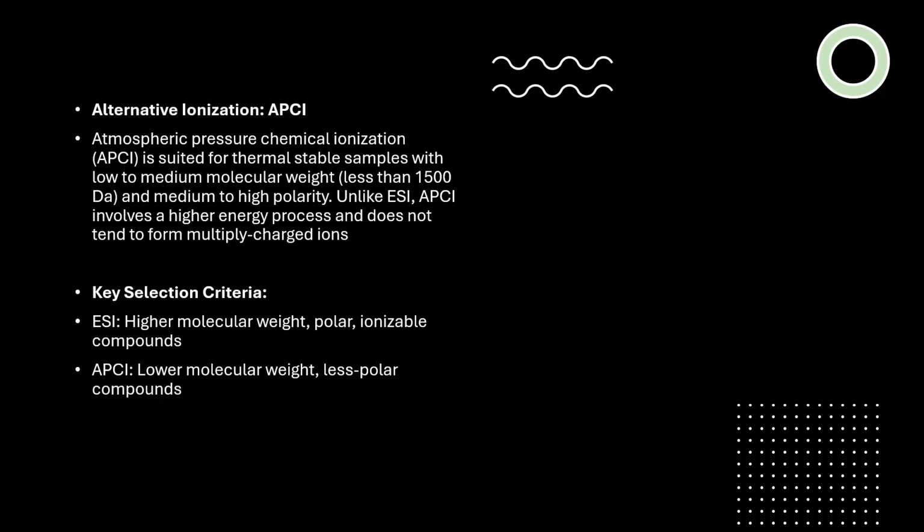So an alternate ionization technique to ESI would be atmospheric pressure chemical ionization. It is best suited for thermally stable samples with low to medium molecular weight, that is less than 1500 daltons, and medium to high polarity. Unlike ESI, APCI involves a higher energy process and does not tend to form multiply charged ions. So in ESI, higher molecular weight, polar and ionizable compounds are used, whereas in APCI, lower molecular weight, less polar compounds are used.